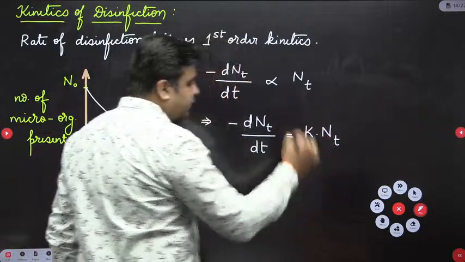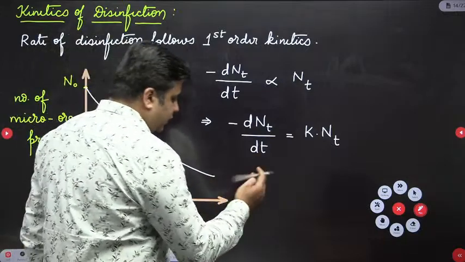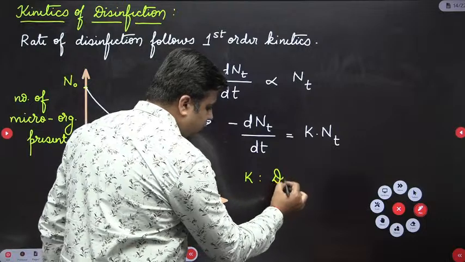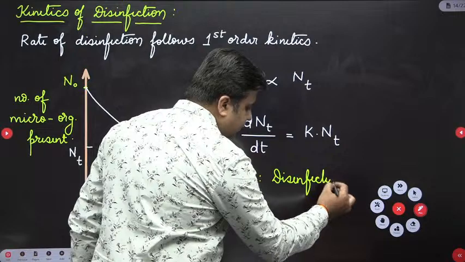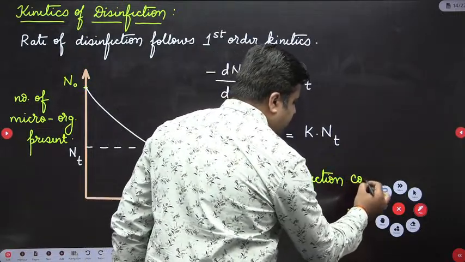Now this K is known as the disinfection constant.